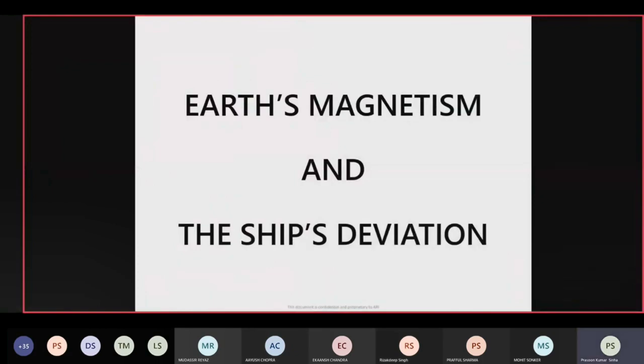All right. So the study of magnetic compass requires a study of Earth's magnetism also, because the magnetic compass is all dependent on Earth's magnetism. We are totally using Earth's magnetism. So the more we need to know about our compass, the more we need to know about Earth's magnetism, and its behavior.